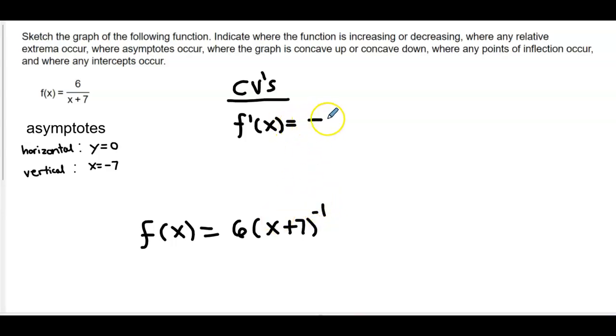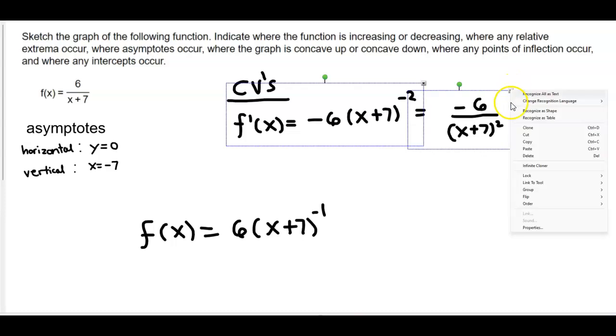We'll bring the negative 1 down, multiply the 6. We'll rewrite the x plus 7, reducing the power by 1. So now it's to the negative 2. And then multiplying by the derivative of x plus 7, which is just a 1. So this is the derivative here. Might be useful to rewrite it with positive exponents so that it's very apparent that that x plus 7 is in the denominator's place, or x plus 7 squared. And there's our derivative.